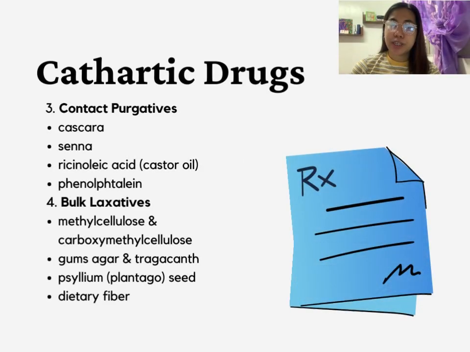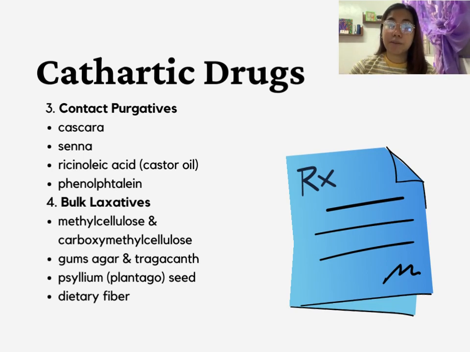The third type is the contact purgatives. It acts directly on the muscles of the intestine, stimulating the wave-like muscular contractions called peristalsis that result in defecation. So this type of laxative includes cascara, senna, ricinoleic acid or castor oil, and phenolphthalein. After regular use, their effect tends to lessen, so larger and more frequent doses are necessary until finally they cease to be effective. They are useful, however, when short-term purging is required, for example, before surgery or after an illness.